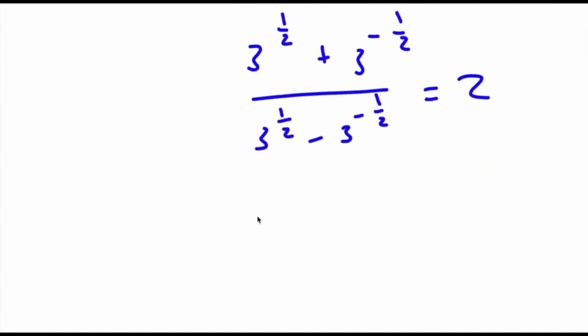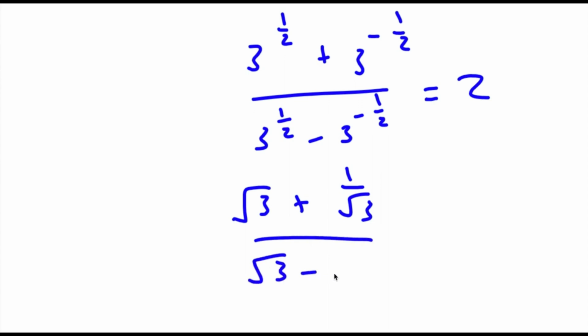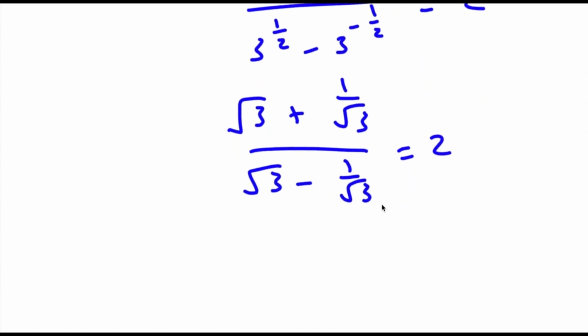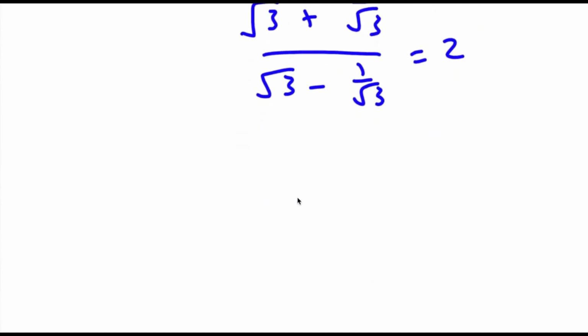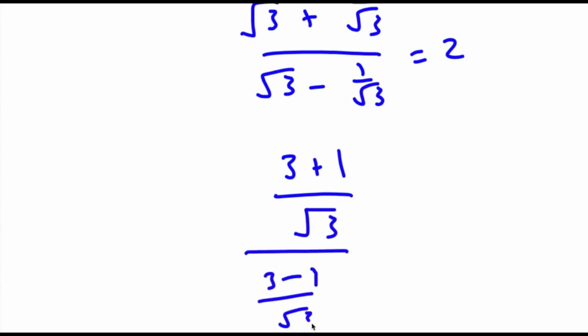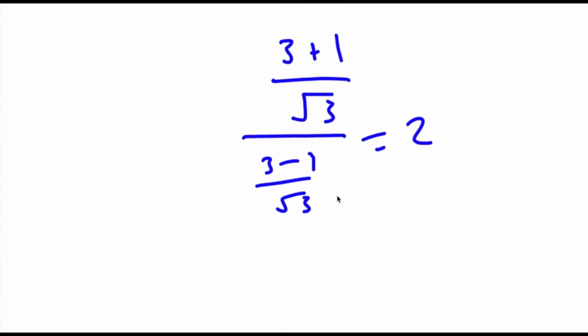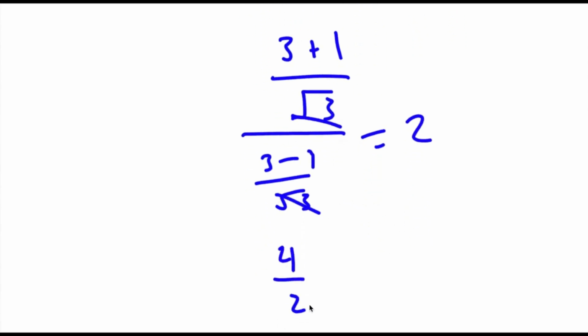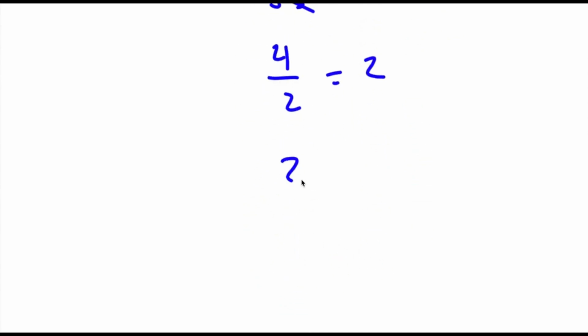So now 3 to the power of 1/2, this is the same thing as the square root of 3, plus 3 to the power of negative 1/2, this is the same thing as 1 over square root of 3, over square root of 3 minus 1 over square root of 3 is equal to 2. So now I have 3 plus 1 over the square root of 3 over 3 minus 1 over the square root of 3 is equal to 2. And these two cancel out, so I'll be left with 4 over 2 is equal to 2, and 4 over 2 is 2. So I have 2 equals 2, and this is right, so our solution is right.